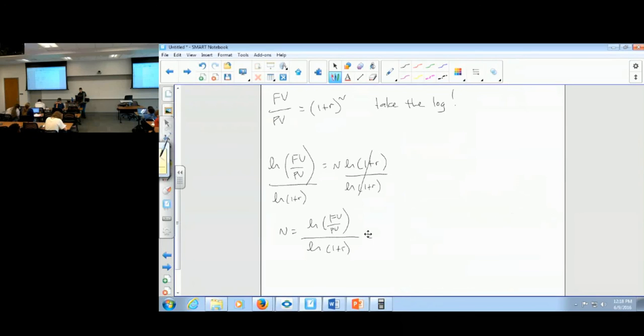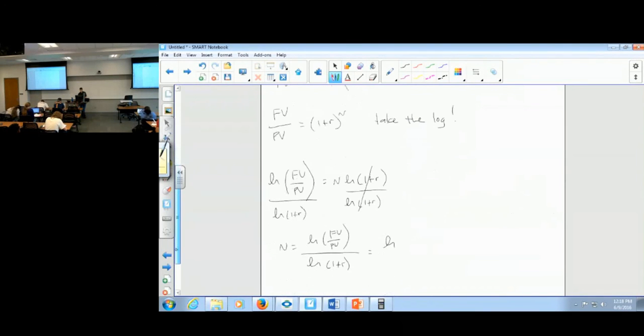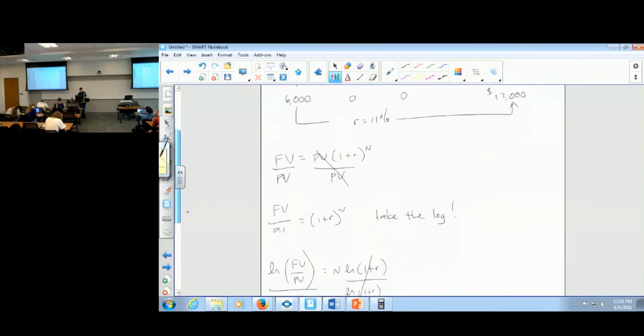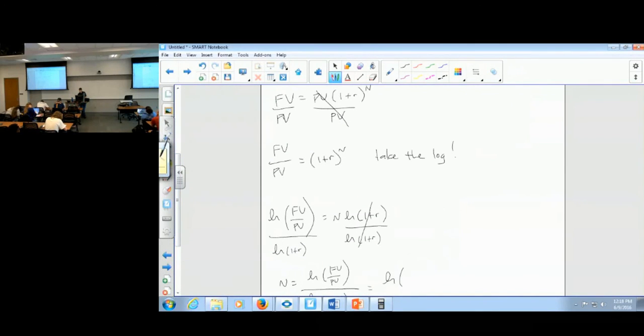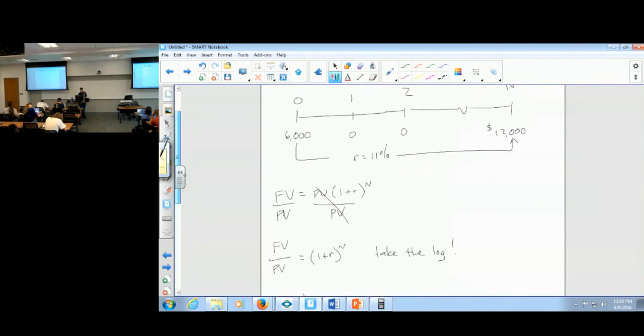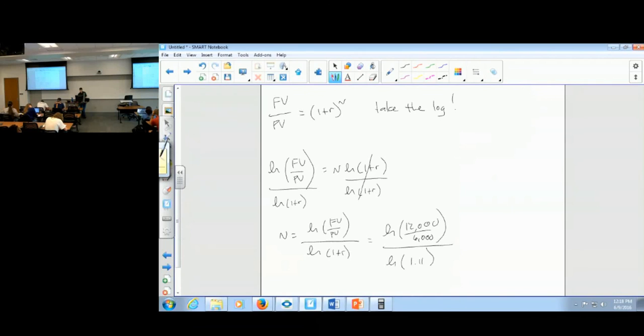So for this problem, n is going to be equal to the log of what? Future value divided by present value. That's the log of 12,000 divided by 6,000, divided by the log of 1 plus r, so 1 point, what? 11%.